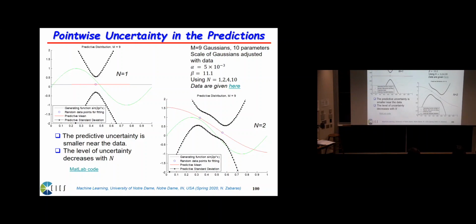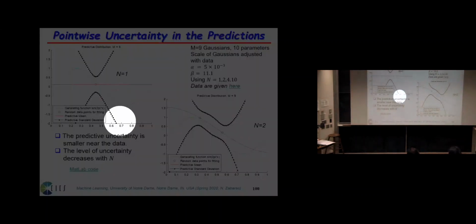If you have a method that, away from the training data, keeps the error bars the same as close to the data, it means you have the wrong method. If you don't have data, the uncertainty should go up, and that's exactly what is happening here. The uncertainty is going up.